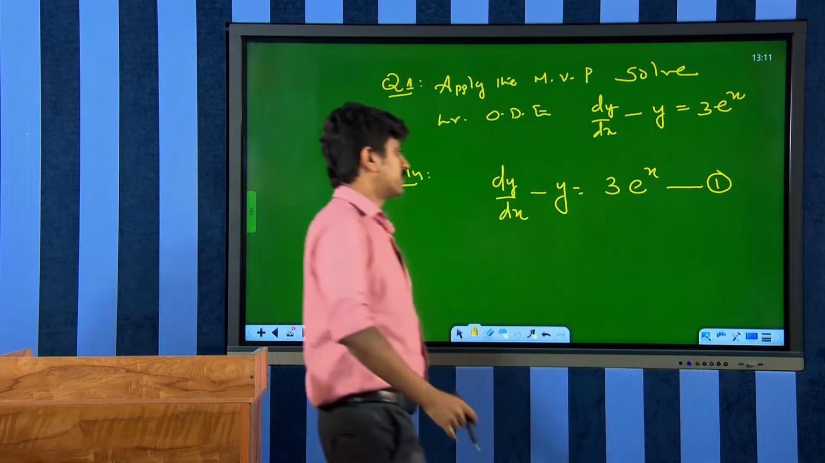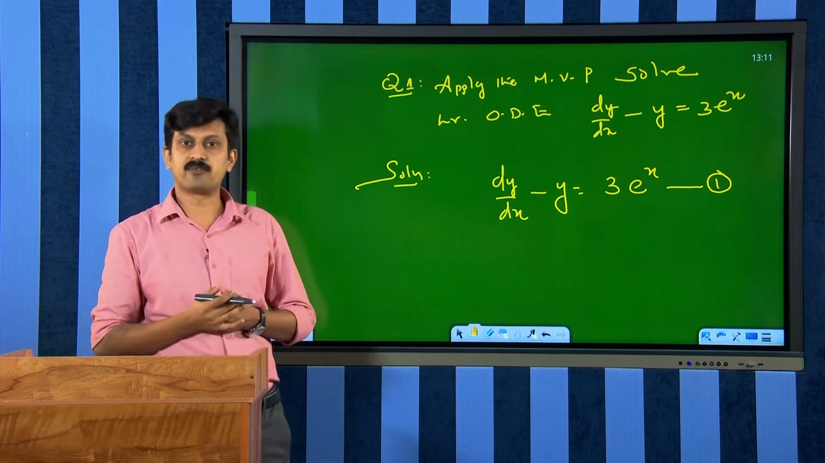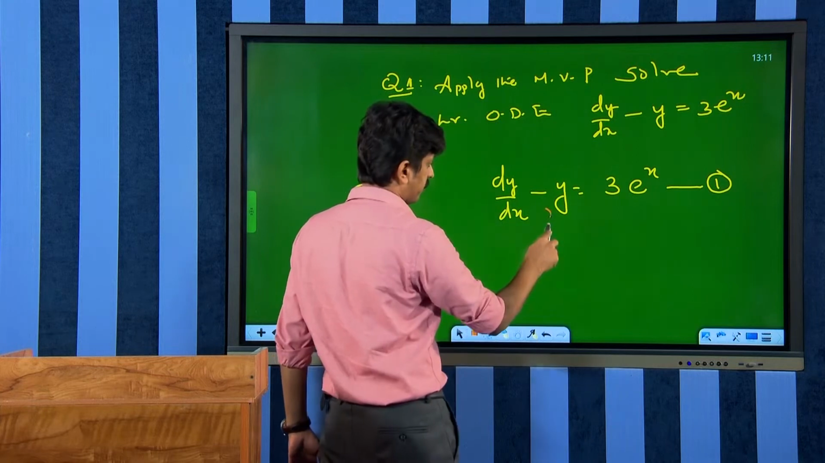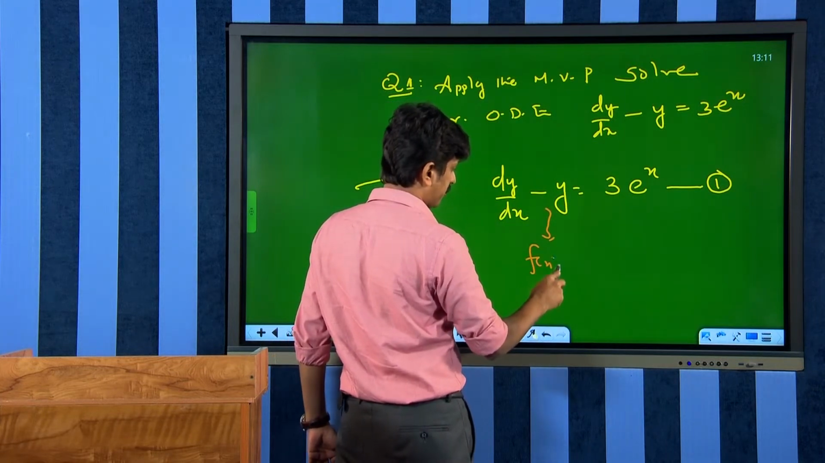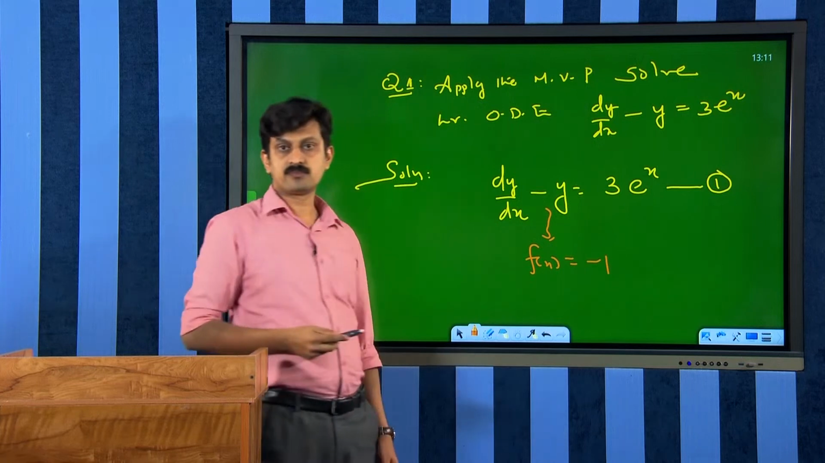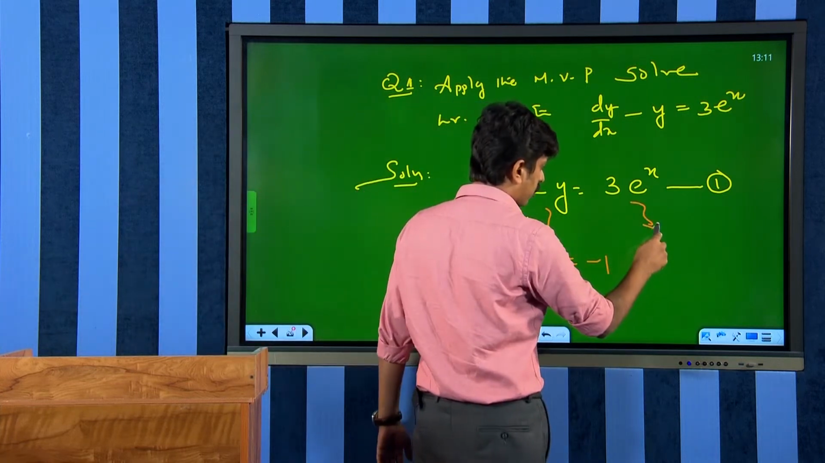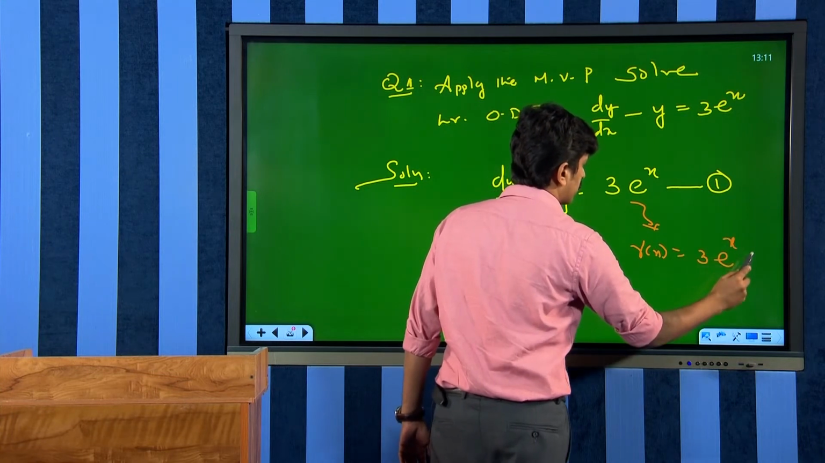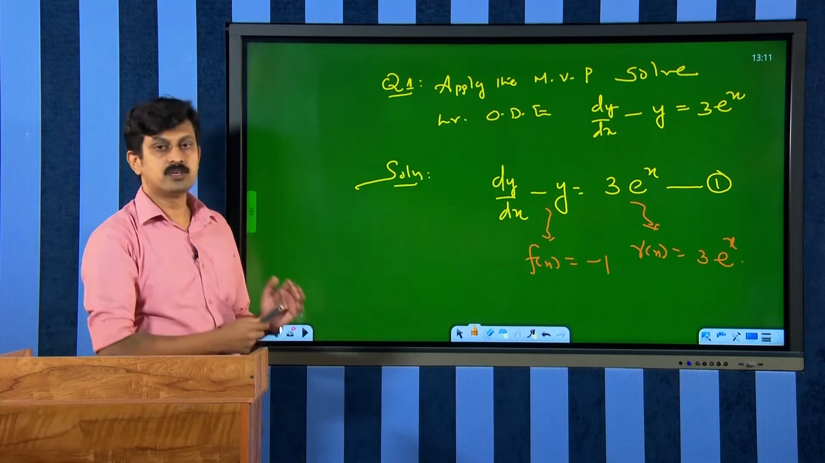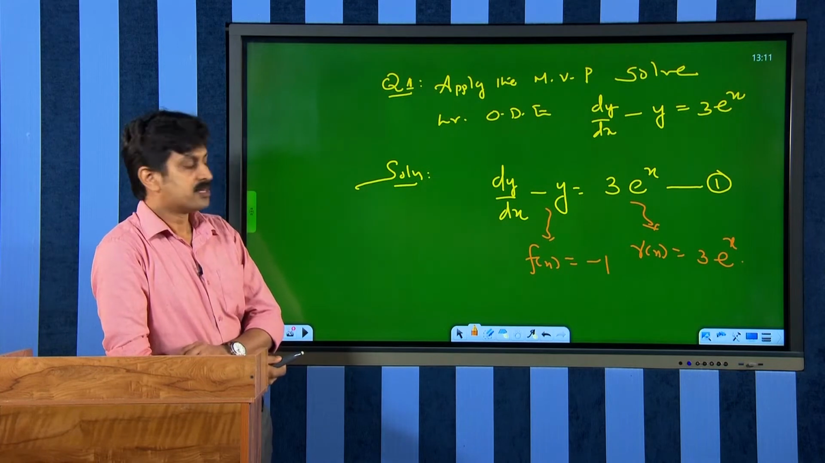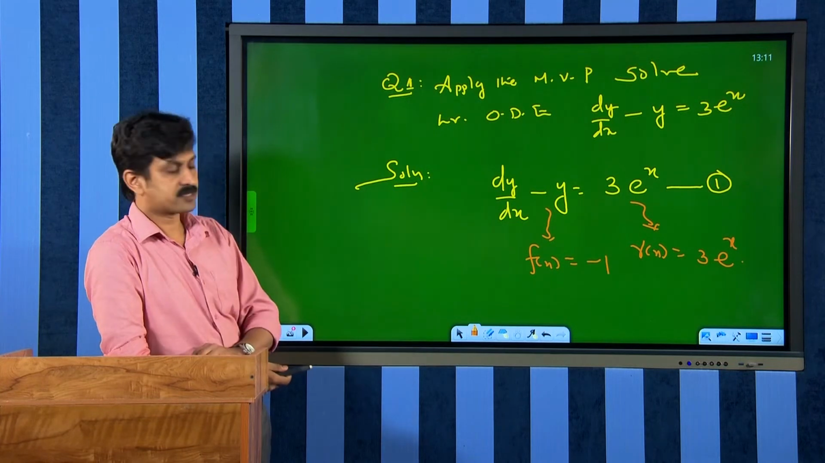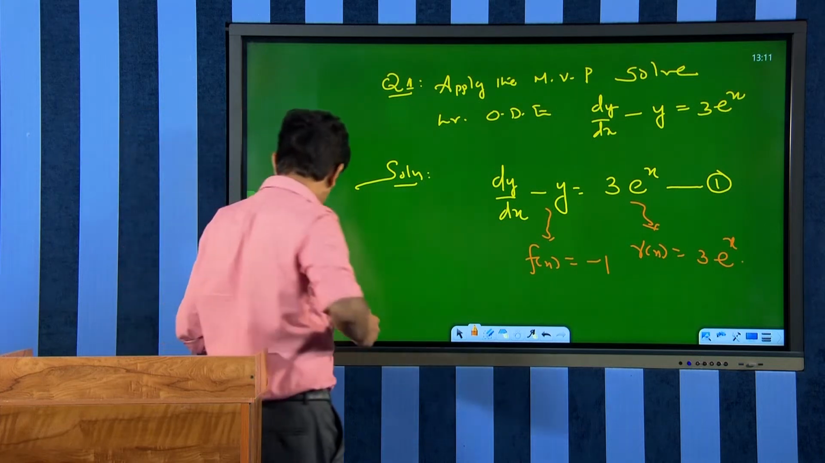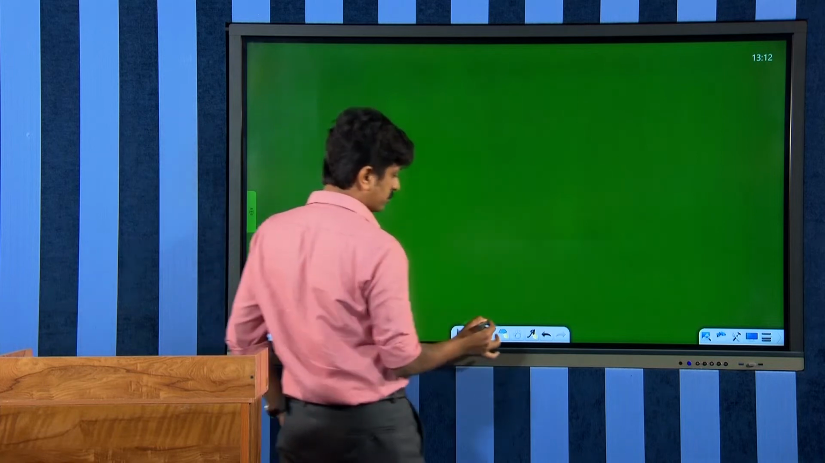This is equation number 1, a linear differential equation. Here we have f of x is equal to minus 1, and r of x is equal to 3 e raised to x. So, my dear students, we can write the corresponding homogeneous equation.